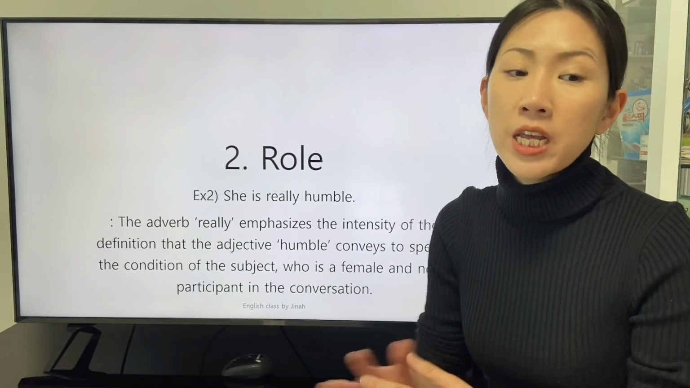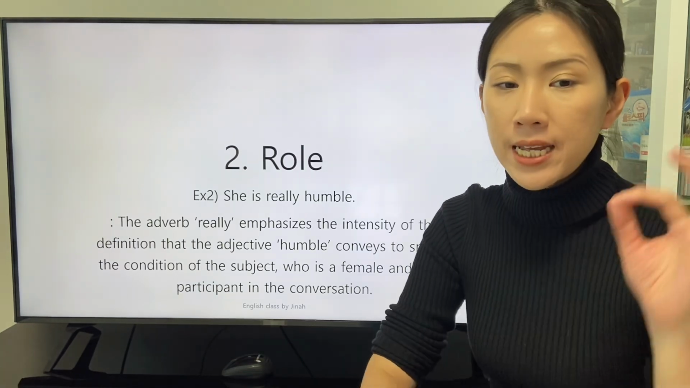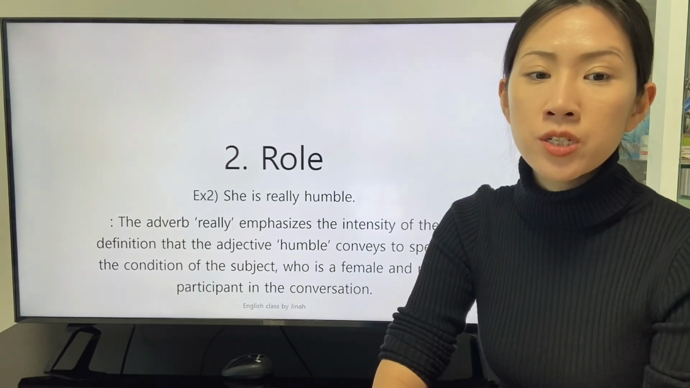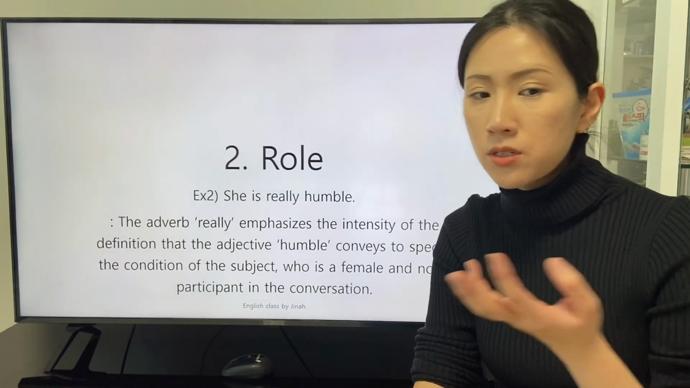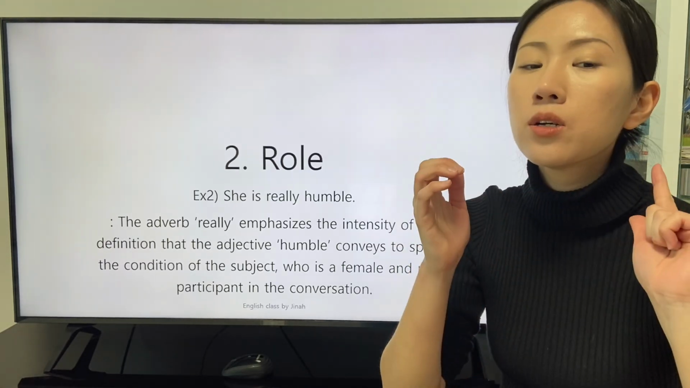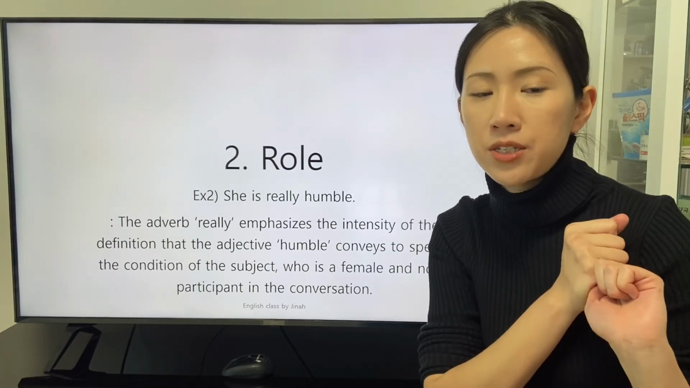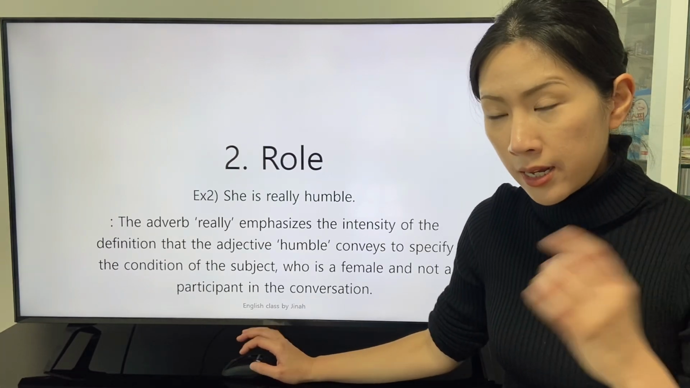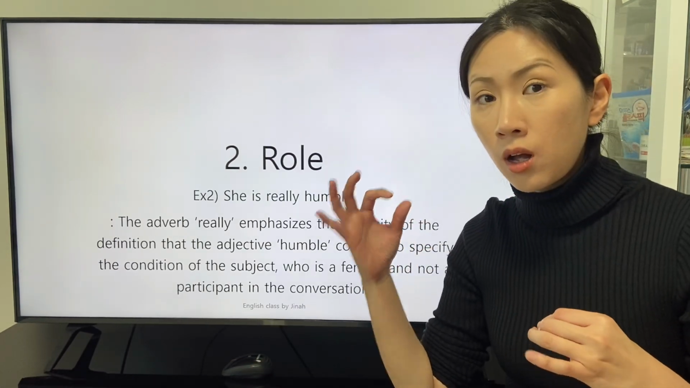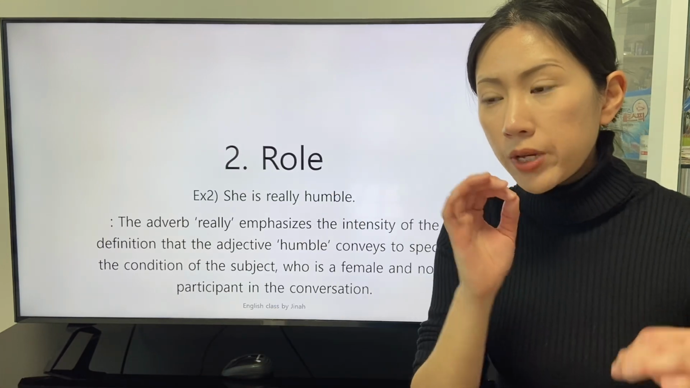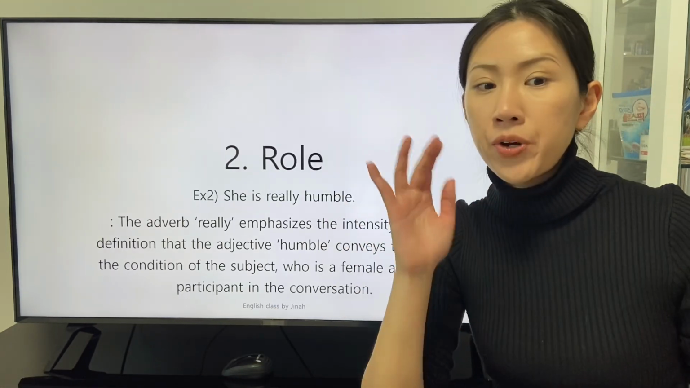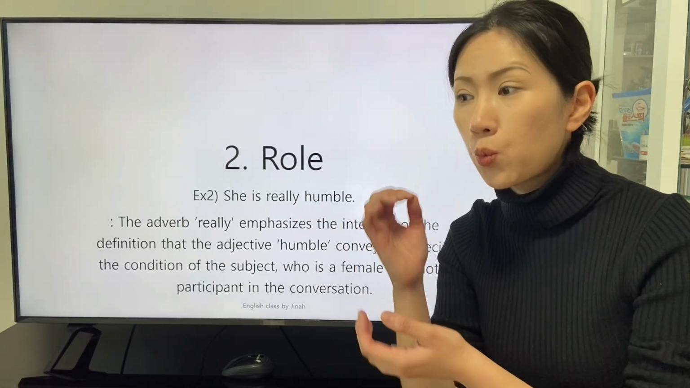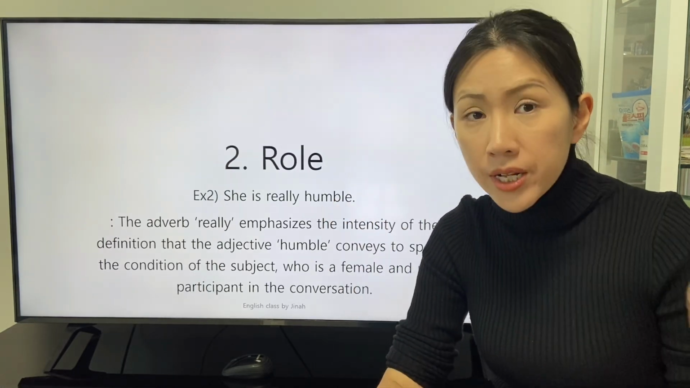She's really humble. The adverb really emphasizes the intensity of the definition that the adjective humble conveys to specify the condition of the subject, who is a female and not a participant in the conversation. We can figure out the word really is classified into an adverb. We can also notice that the adverb really is rooted from the same descriptive word with the adjective real.